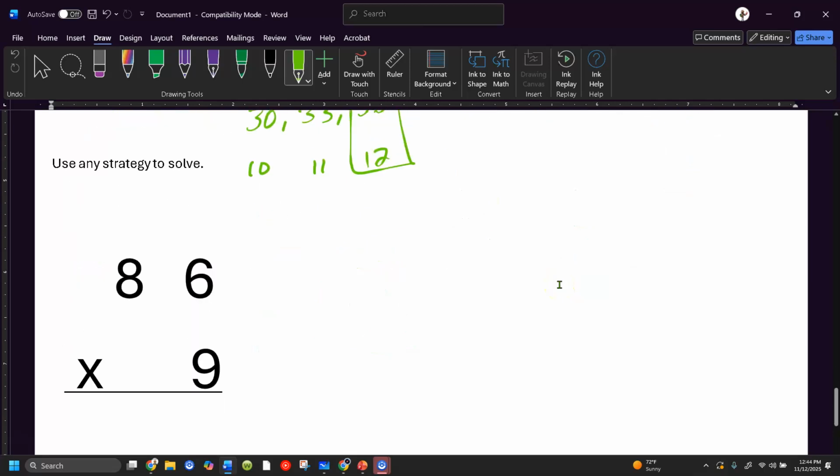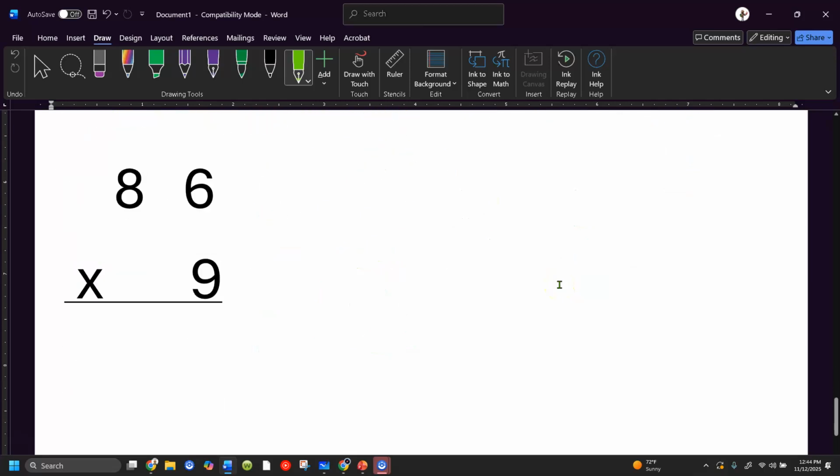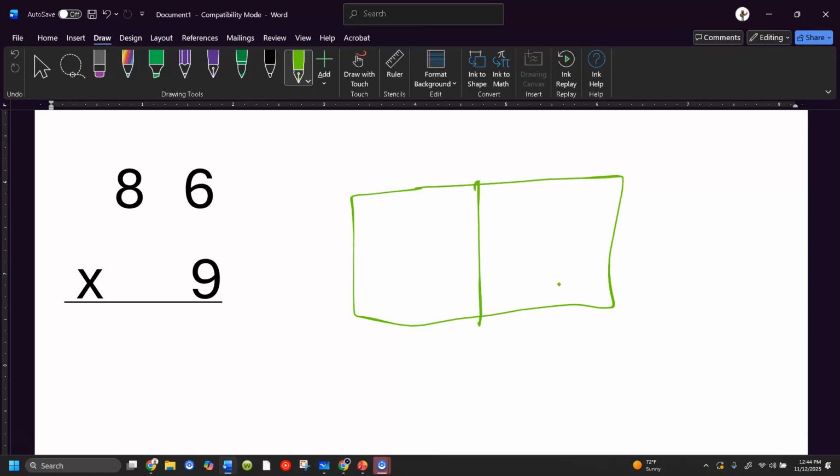All right, last one says use any strategy to solve. You can use any strategy you want of the ones we've learned, okay? I'm going to start with the area model. So my 9 goes here. I decompose 86 into 80 plus 6. Now I'm going to multiply.